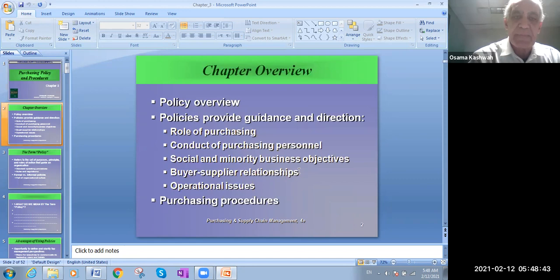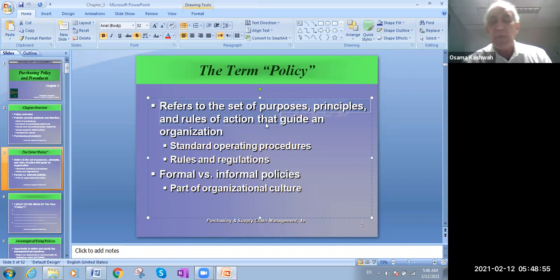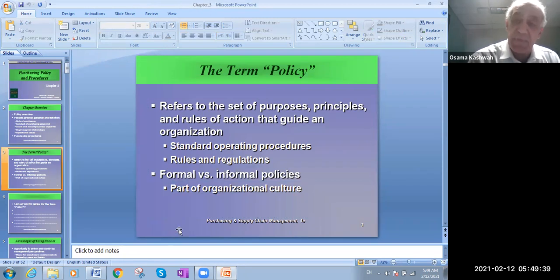The term policy refers to the set of purposes, principles, and rules of action that guide an organization. So when we say policy to each other, what does policy mean? My policy, your policy, or the company's policy is the guidelines of this company in dealing, the guidelines and the principles of this company as well. Standard operating procedures, rules and regulations, formal and informal policies, part of organizational culture. Of course, the policy will never be separated or apart from the culture. The culture is the norms and the values which control a company's performance and a group of people as well.